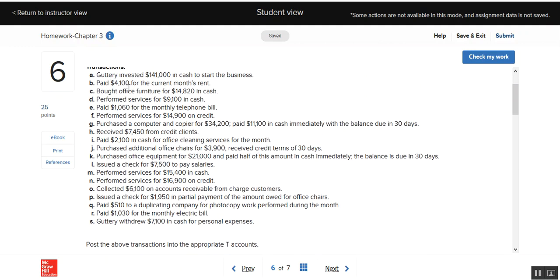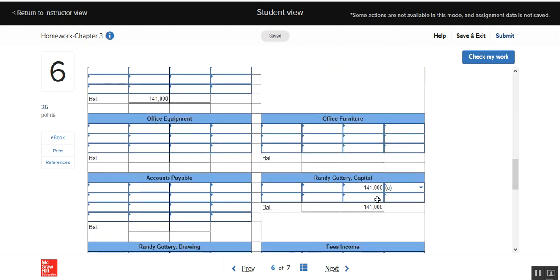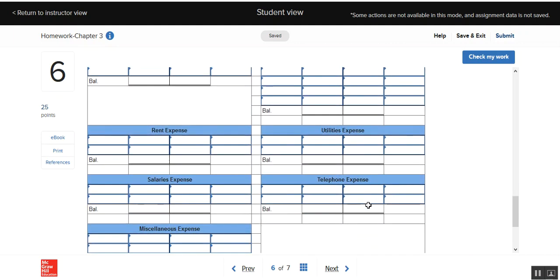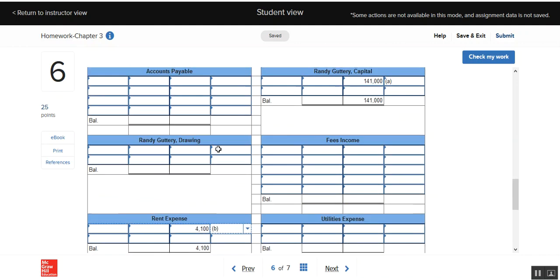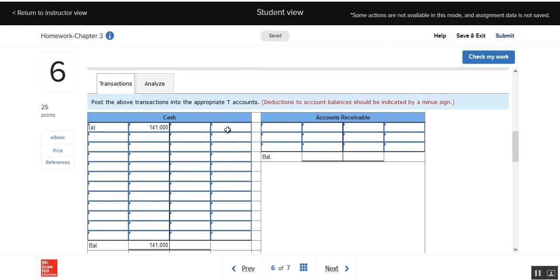All right, let's do B, paid $4,100 for the current month's rent. That means they paid cash, which would be one of the accounts, and they probably got a rent expense down here somewhere. There it is. All right, rent expense, this is B. An expense has a credit balance, so we're going to credit it to make it go up. So this is an increase in that expense for the month or the year, whatever. And then cash is actually going to go down because we're paying out cash.